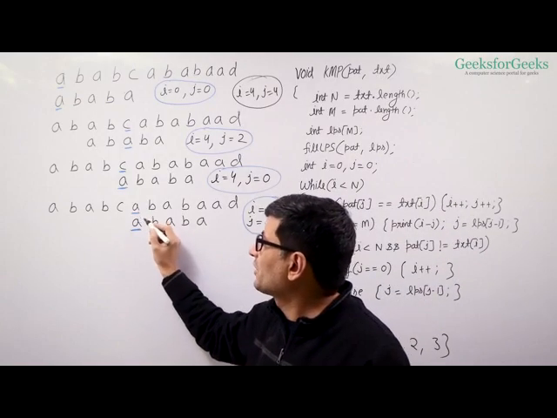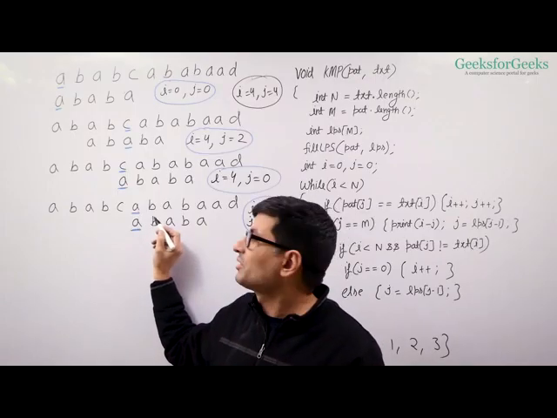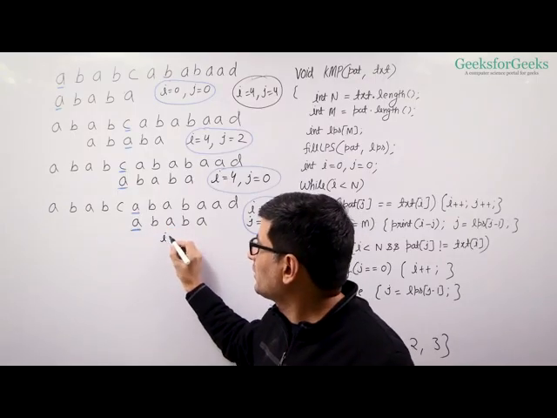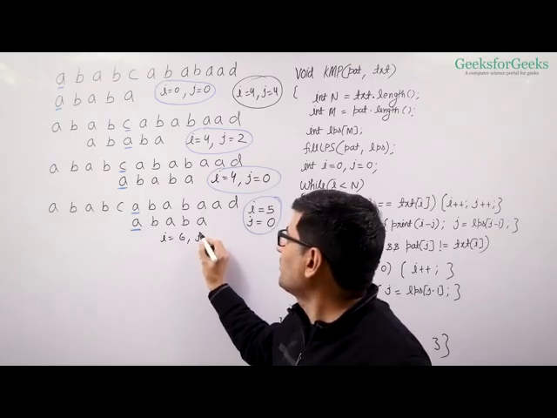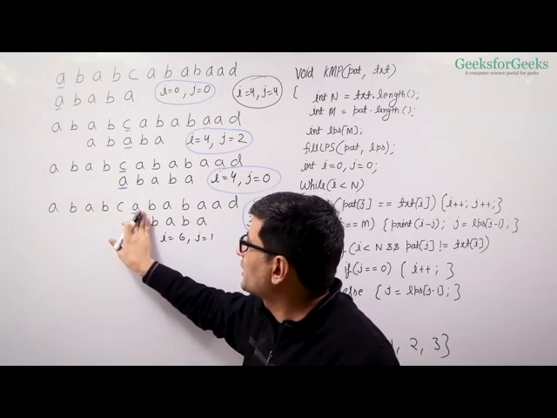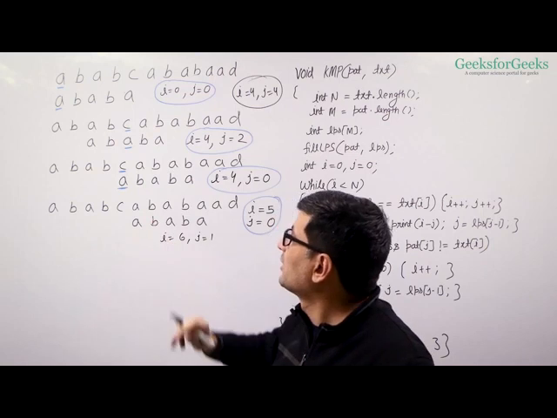Now we see a match, right? So we are going to increment i and j both. Now i is going to become 6 and j is going to become 1. So i and j are changed. They are here right now.